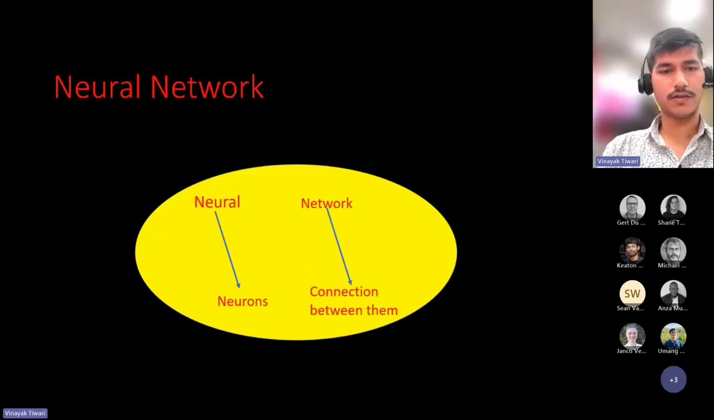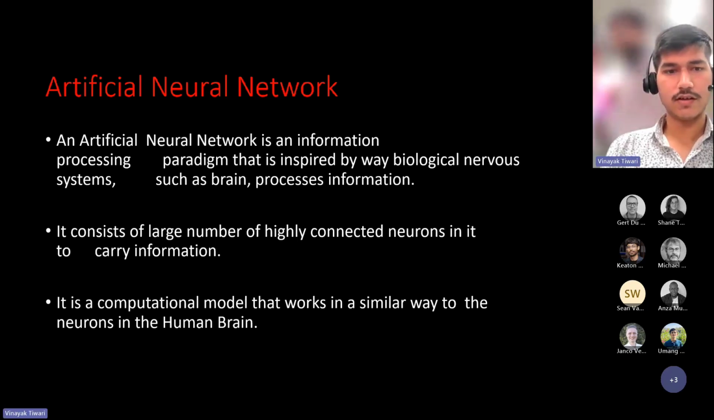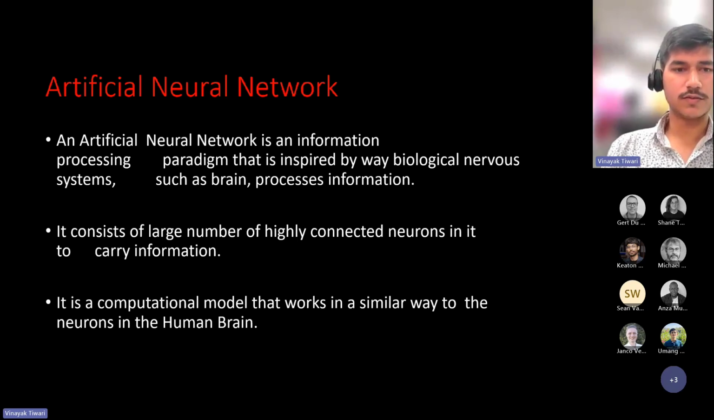So the neural network consists of two words: first is neural and second is network. Neural means the neurons and network means the connection between them. So the neural network is a group of interconnected neurons. An artificial neural network is inspired from the human brain, from how the human brain works. From that it is developed. It consists of highly connected neurons which take the input, process on it, and give the output.